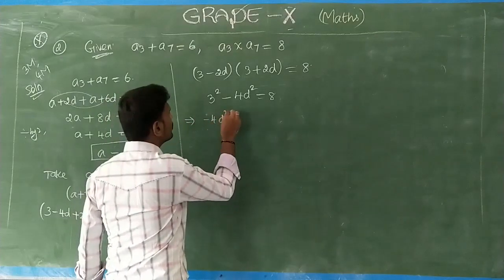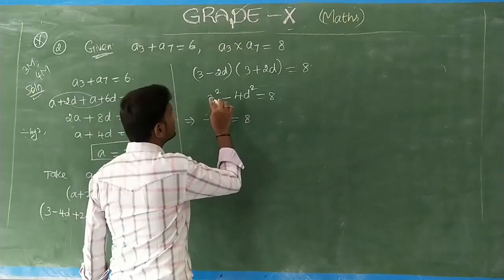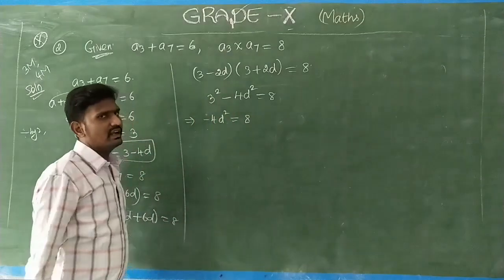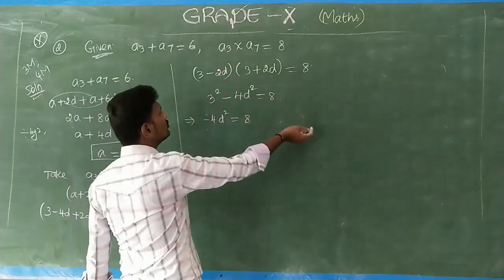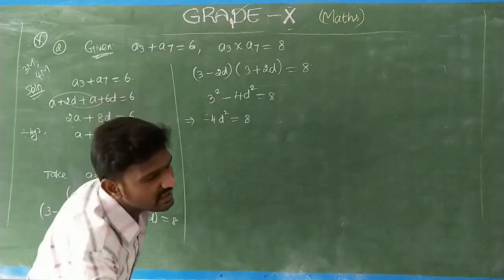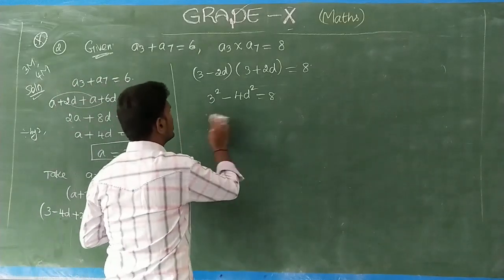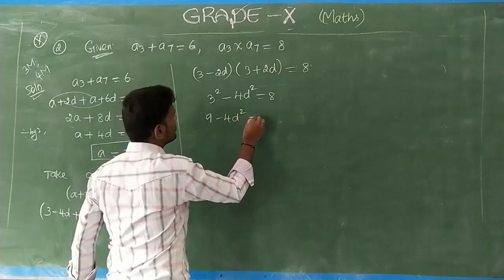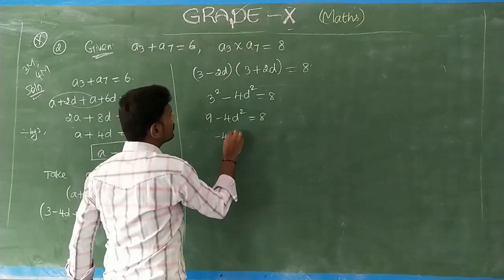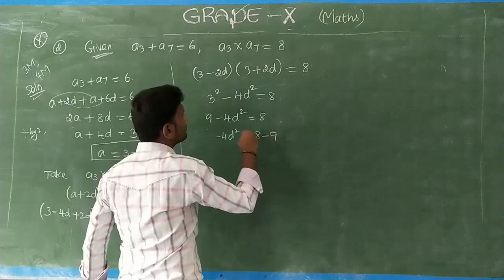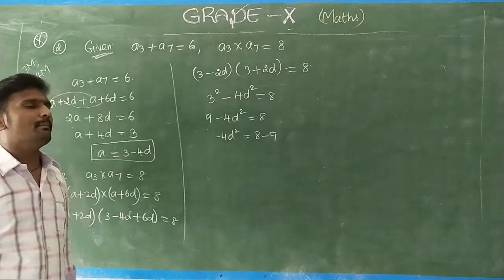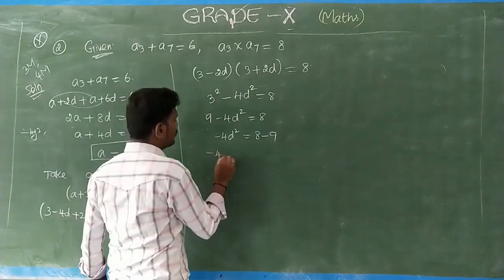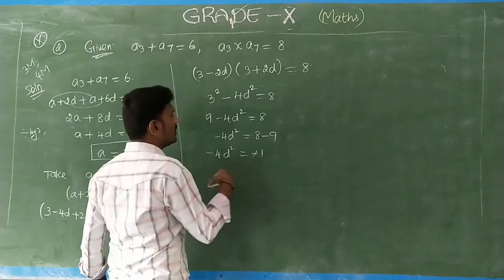Now I need the value of only the common difference. So minus 4D square, which is equal to 8. 3 square, what will come? 9. So plus 9, we want to move that side. If you need one more step, it's not a problem. Okay, students? 9 minus 4D square, which is equal to 8. So minus 4D square equal to 8 minus 9, since we move 9 to that side. So minus 4D square is equal to minus 1.